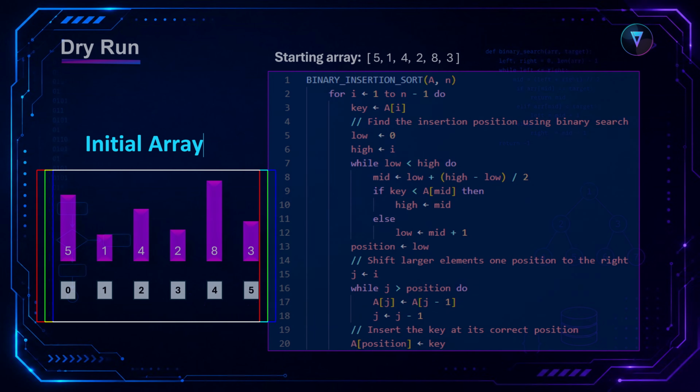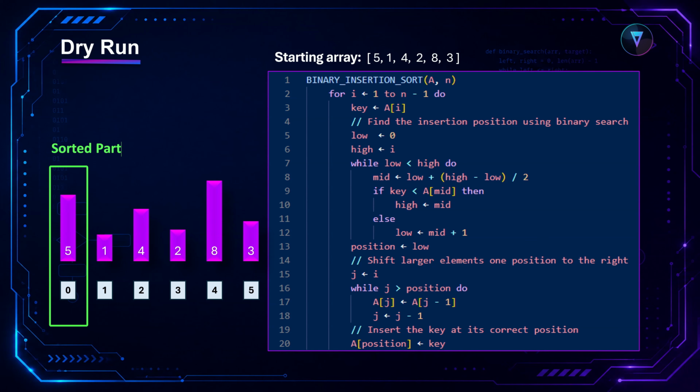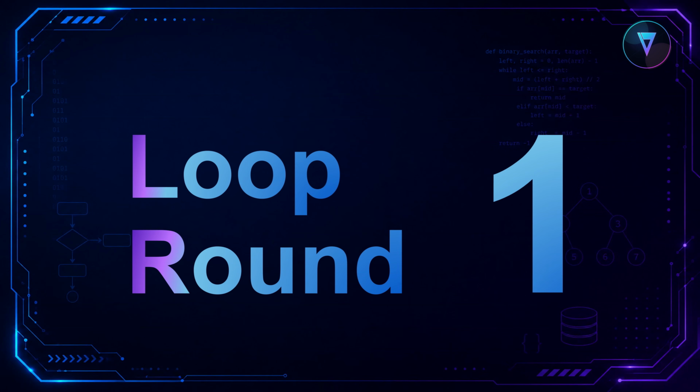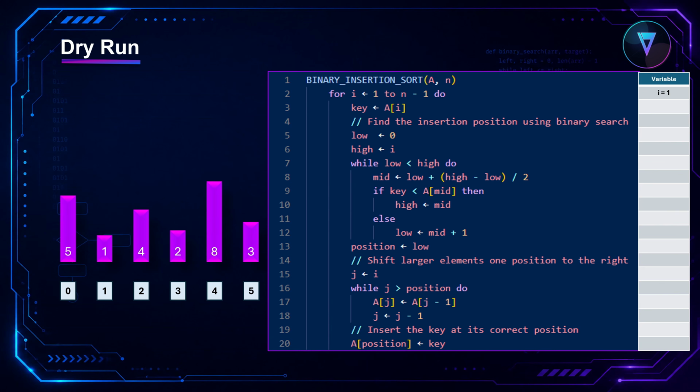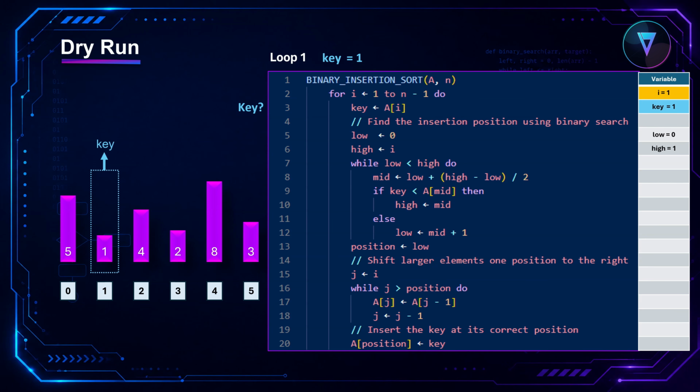Let's begin with our initial array, 5, 1, 4, 2, 8, 3. The sorted portion currently contains only 5. And the unsorted portion contains 1, 4, 2, 8, 3. Correct. Now we can begin the first pass. In pass 1, the loop index i is 1. What is our key? The key is the value at index 1. The value at index 1 is 1. Therefore, the key is 1. Good. The key is saved separately, so it will not be lost when elements are shifted.